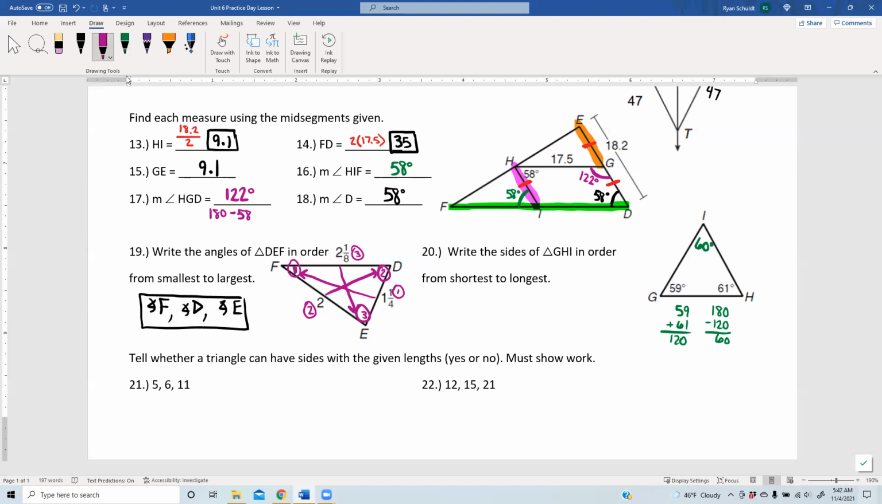Now we can do like we planned. So look for your smallest angle. Which one's your smallest? 59. That's your smallest. If we go across from that angle, that's our smallest side. So HI. That's going to be the smallest side.